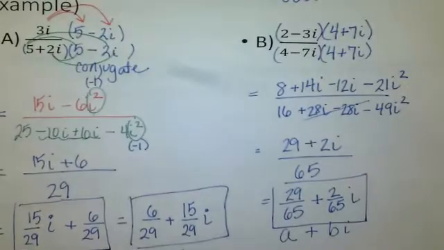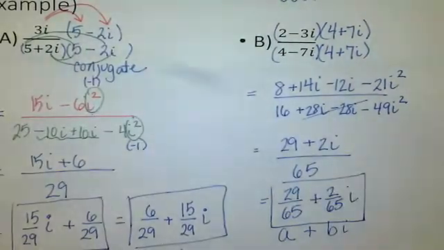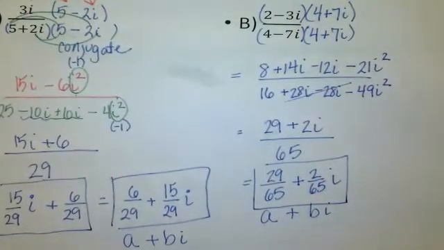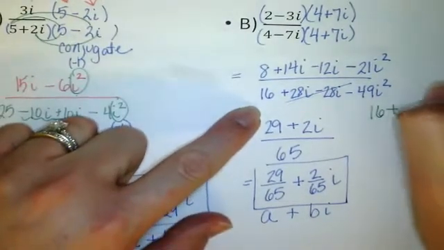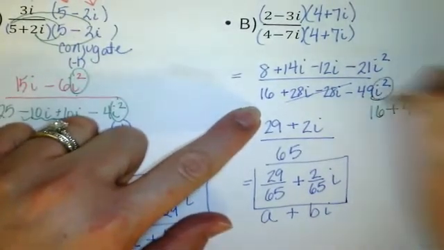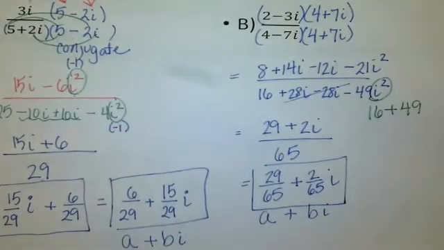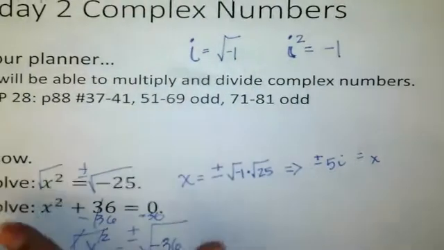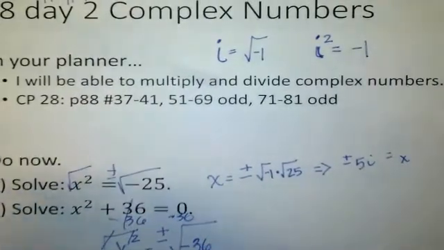Do you guys have any questions for me? Wasn't that fantastic? Do I have any more? No, I'm done. Is it 65? Why is it 65? 16 plus 49. Yeah, the i squared is a -1, so change to positive. All right, ladies and gentlemen, thank you very much. Go ahead and do 28.